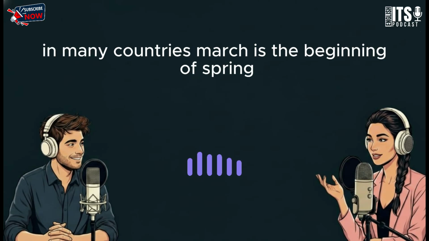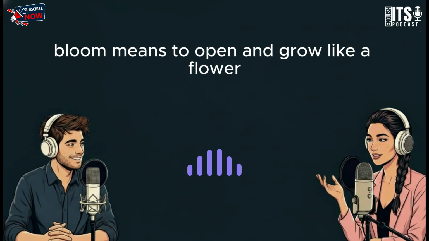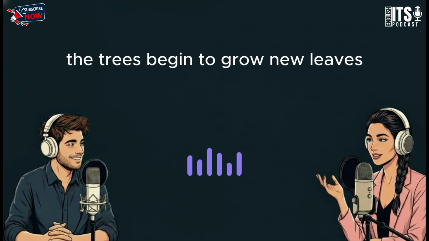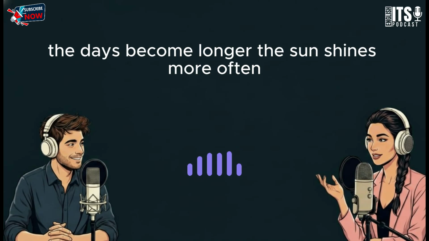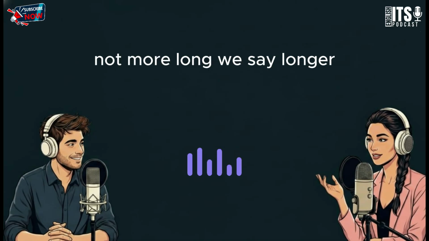In many countries, March is the beginning of spring. Spring. Flowers start to bloom. Bloom means to open and grow, like a flower. Example, the flowers bloom in March. The trees begin to grow new leaves. Sensory description. The air feels fresher. The days become longer. The sun shines more often. Notice we say the days become longer, not more long.